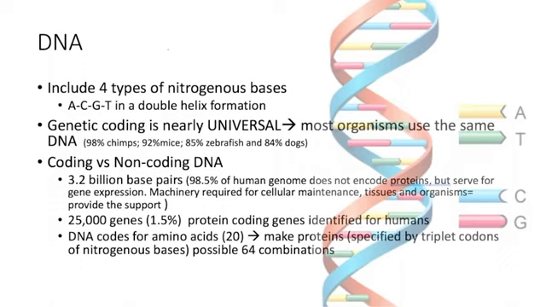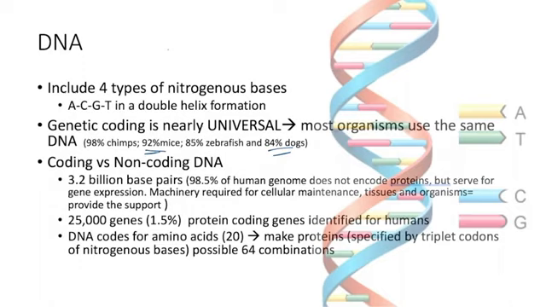So 98% of human DNA is like chimps, 92% mice, 87% zebrafish, 84% dogs. This is why we do a lot of medication testing, unfortunately, because the DNA is so close to ours. We have 2 types of DNA.